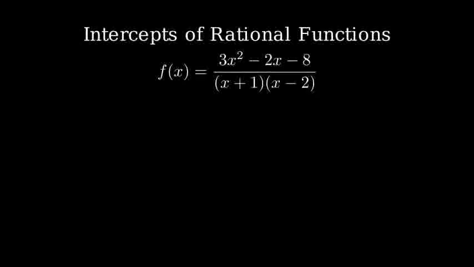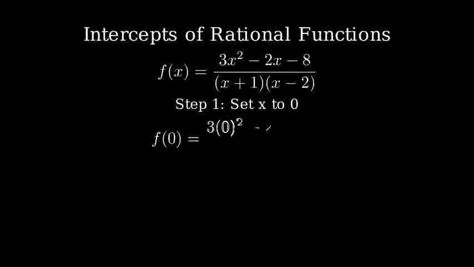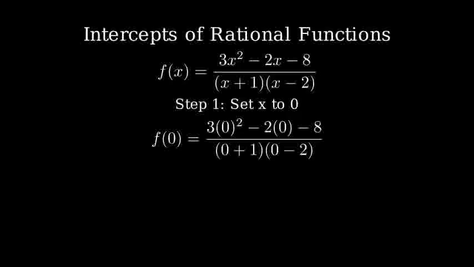Let's start by finding the y-intercept. This is the point where the graph meets the y-axis. By setting x to 0 in the function, substituting it in, and simplifying, we can find the y-intercept. Substituting, f(0) equals the fraction (3·0² − 2·0 − 8) over (0 + 1)(0 − 2).